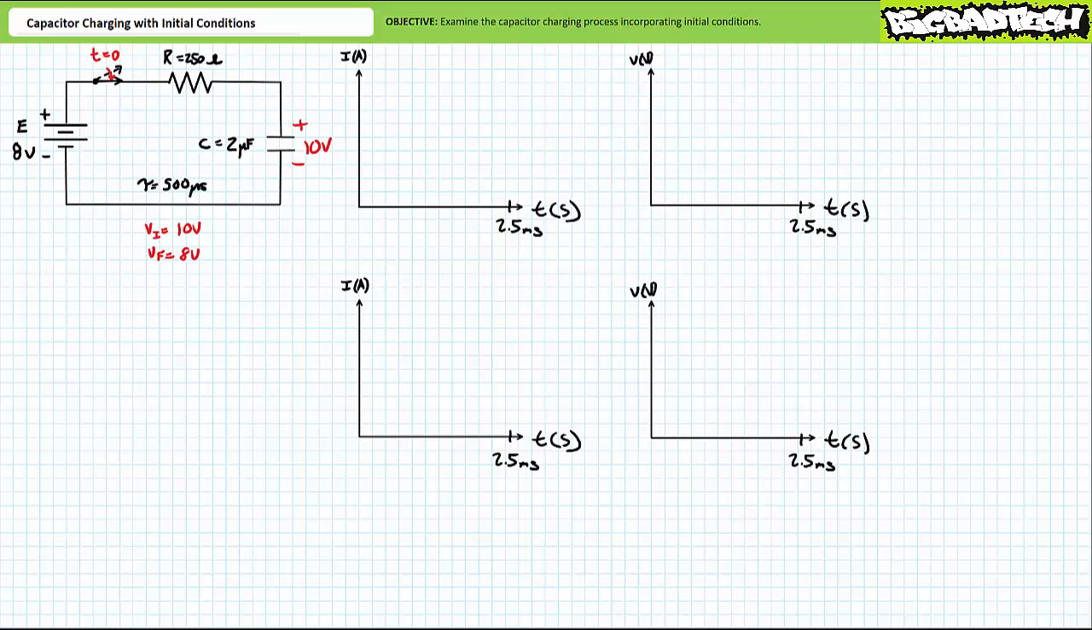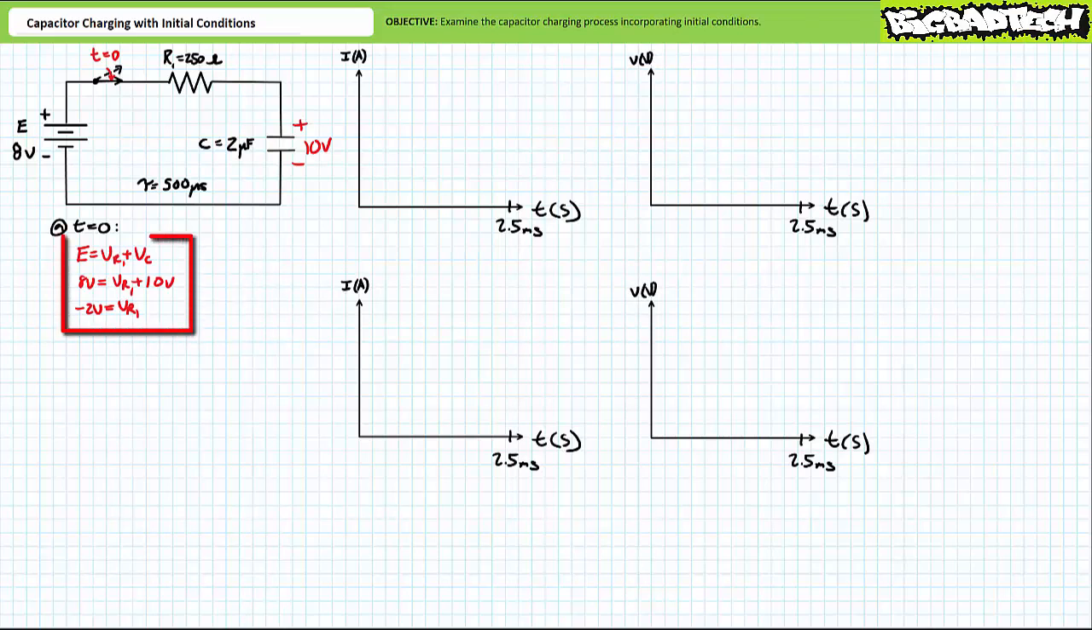Allow me to demonstrate. At t equals 0, one end of the 250 ohm resistor is at 8 volts, and the other end is at 10 volts. At t equals 0, this resistor therefore experiences a differential of 2 volts, only it's oriented positive to negative, right to left. Kirchhoff's voltage law supports this conclusion, where E equals VR1 plus Vc. Substituting in our given values, we find VR1 to be negative 2 volts.